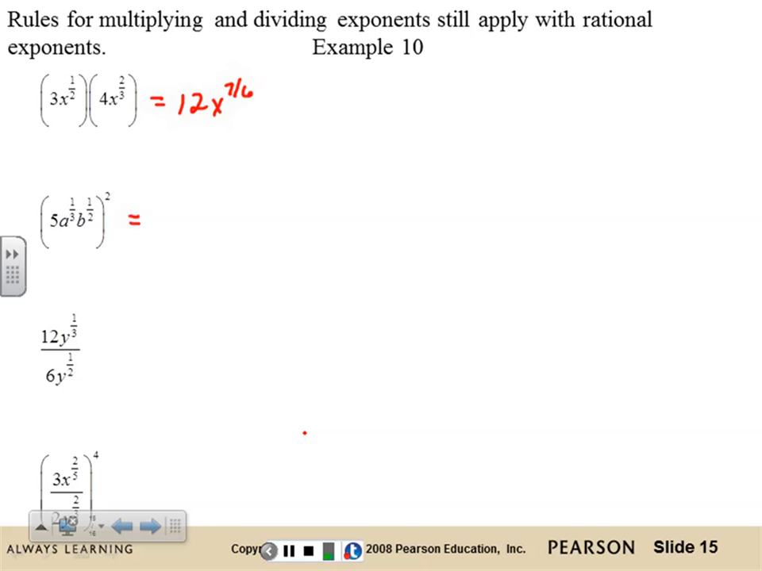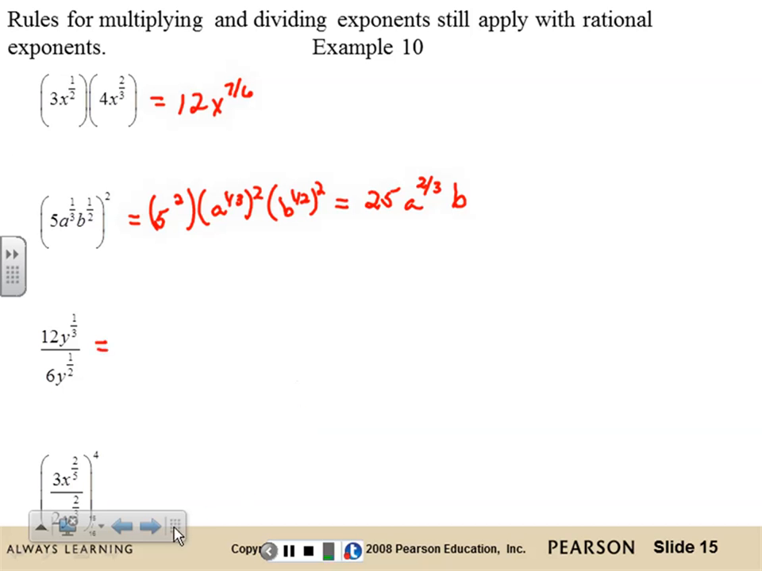Okay, here we have products to a power, which means every factor on the inside gets squared. Every base on the inside gets squared. So 5 squared is going to be 25. A to the 1/3 squared is going to be a to the 2/3. Power to a power, you multiply those exponents. And then b to the 1/2 squared is just going to be b to the 1, so I'm just going to leave that as b.